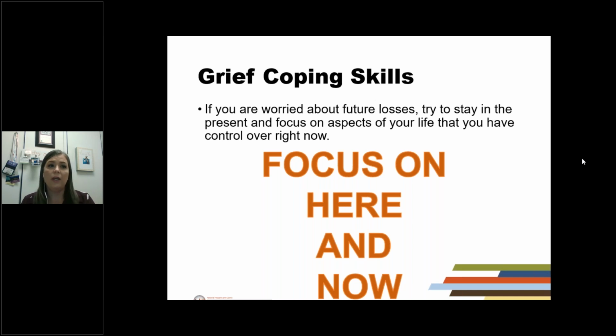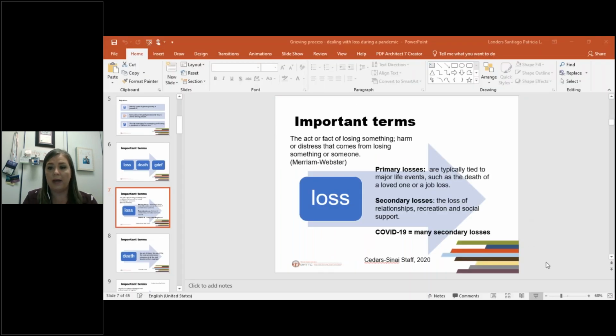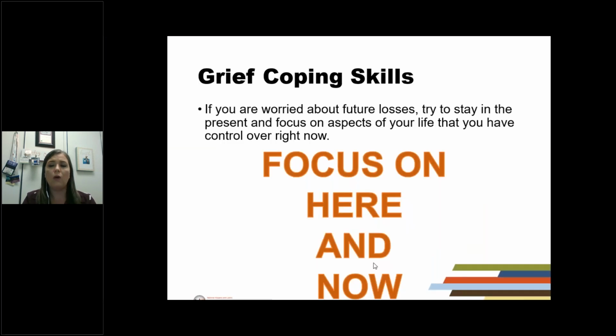So if you're worried about future losses, you can consider interacting with other people. Right now, there's no certainty of when things can go back. It's important to stay focused on the here and now. Focus on aspects of your life that you have control over now. Things that are going to happen or might happen next week, next month, or even tomorrow, we don't have any control over. Those are energies that we are using on things that we don't know if they are even going to happen or not. So it is very important to focus here and now.